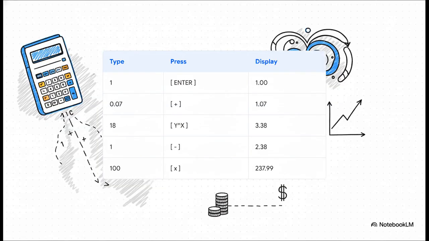We type 1, hit enter to put it on the stack. Type 0.07, hit plus. Boom, it adds it to the 1. Then we type 18, hit the Y to the X key to do the exponent. Then we subtract 1. And finally, multiply by 100. See? No parentheses, no mess. Just a clean, step-by-step process that gets us the right answer, 237.99.